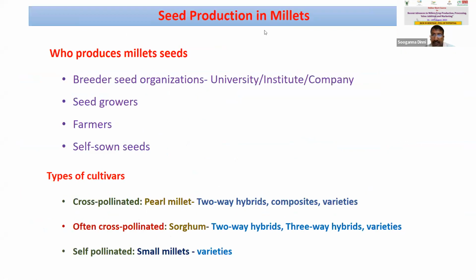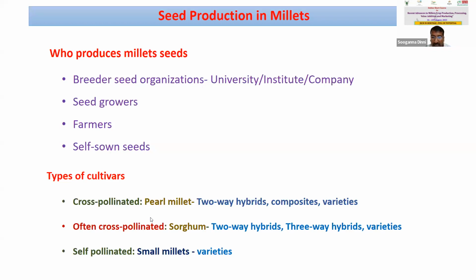In millets, you can see who produces the different millets. The breeder seed organizations are state agricultural universities, ICAR institutes, private companies, and the seed growers and farmers, and some self-sown seeds.